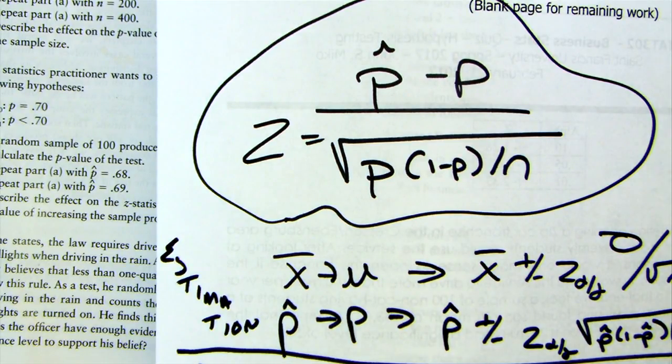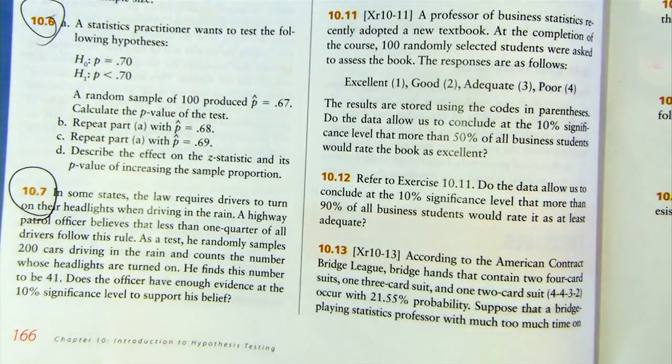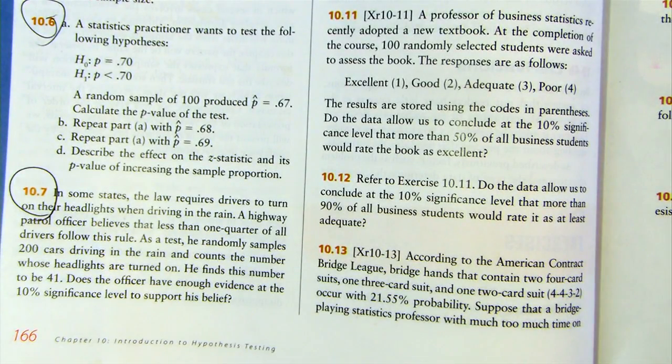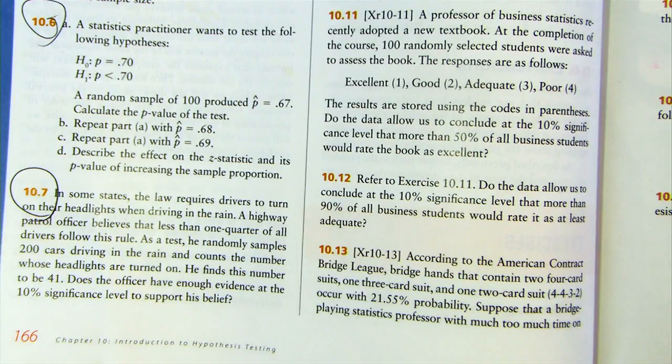So let's look at number 7. It says, in some states, the law requires drivers to turn on their headlights when driving in the rain. A highway patrol officer believes that less than 1/4 of all drivers follows this rule. As a test, he randomly samples 200 cars driving in the rain, and counts the number whose headlights are turned on. He finds the number to be 41. Does the officer have enough evidence at the 10% significance level to support his belief?